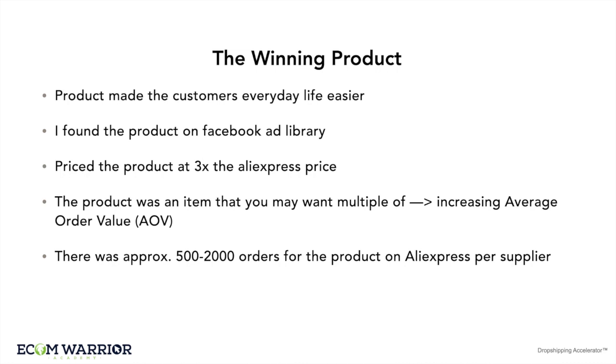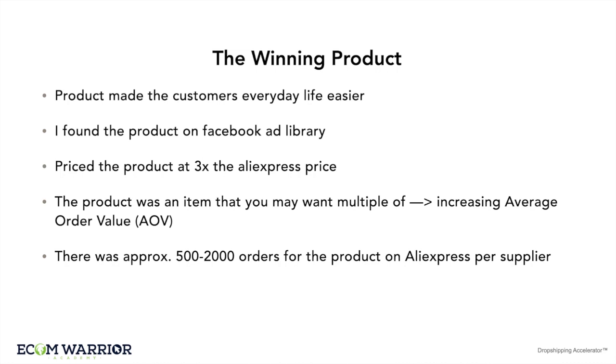So this was a product that customers would have wanted multiple of, and that is why that discounted pricing was very effective for this product. Now, at the time of choosing the product, there were approximately 500 to 2,000 orders for the product on AliExpress per supplier, which wasn't too bad at all.